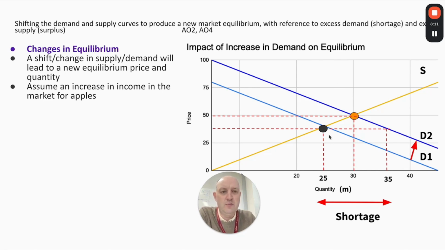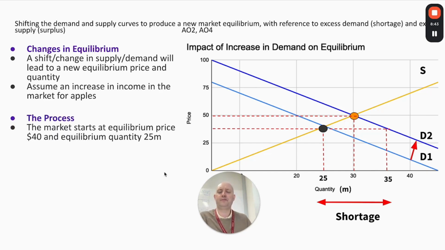The initial equilibrium is the black dot, which is the intersection of the supply curve and D1, which is the first or initial demand curve. Then what's going to happen is, just assuming here, we're going to get an increase in income in the market for apples. So the demand curve is going to shift outwards from D1 to D2, and we're going to move from the black equilibrium to the orange equilibrium. So we're just going to go through in a bit more detail why we get that movement from one equilibrium to another one. So the process.